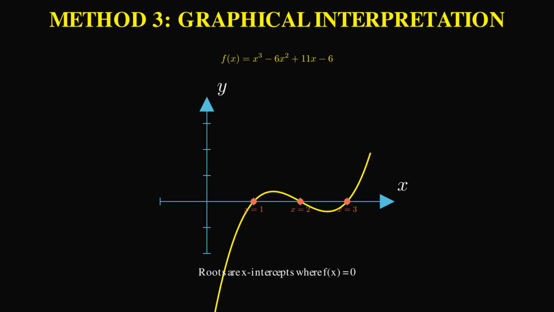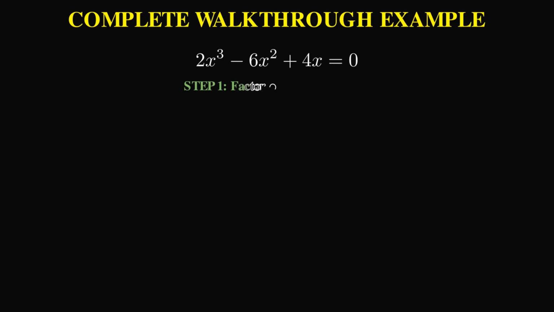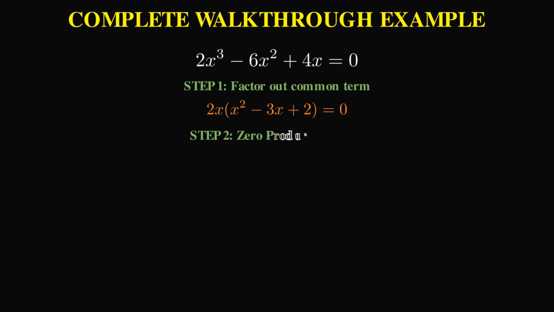Now let me walk you through a complete example from start to finish. Consider the equation 2x cubed minus 6x squared plus 4x equals 0. Step 1 is to factor out the common term, which is 2x, giving us 2x times x squared minus 3x plus 2 equals 0. Step 2 applies the zero product property. Either 2x equals 0 or x squared minus 3x plus 2 equals 0.